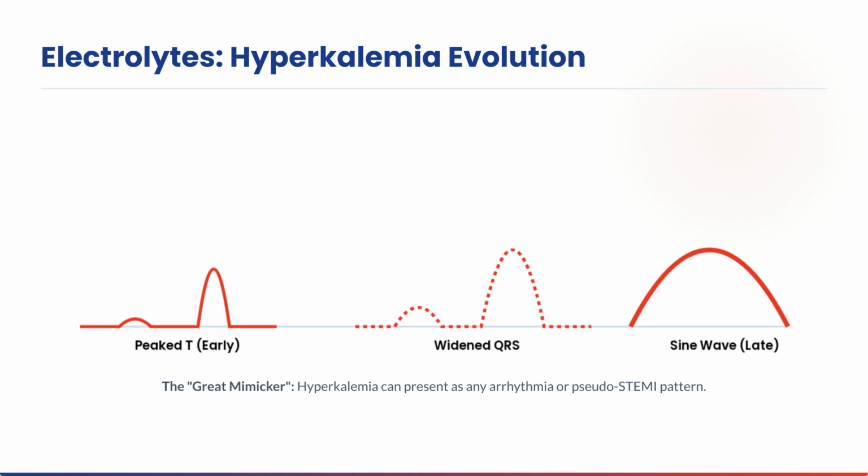Hyperkalemia is the great mimicker, evolving from peaked T waves to a widened QRS, and eventually a sine wave pattern. It can present as any arrhythmia or pseudo-STEMI.